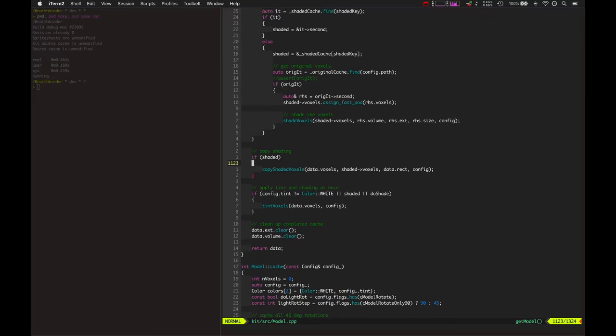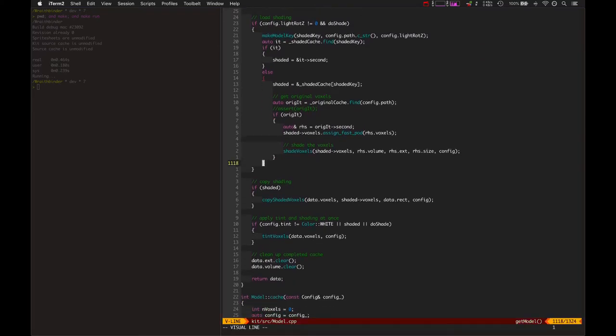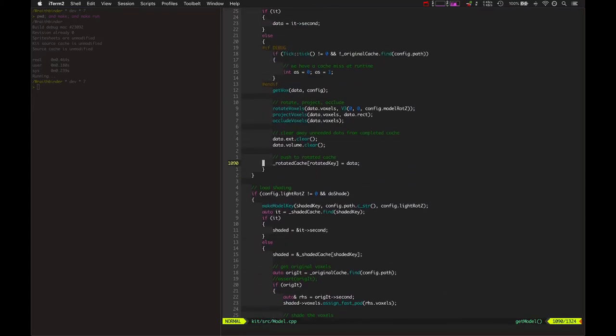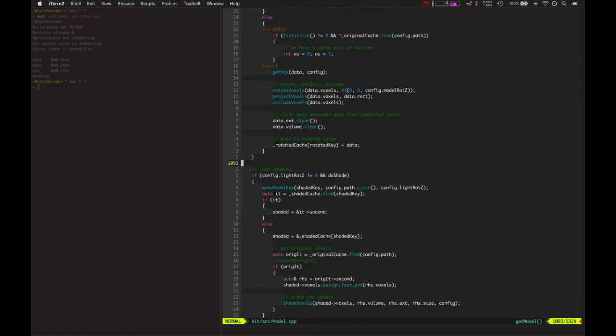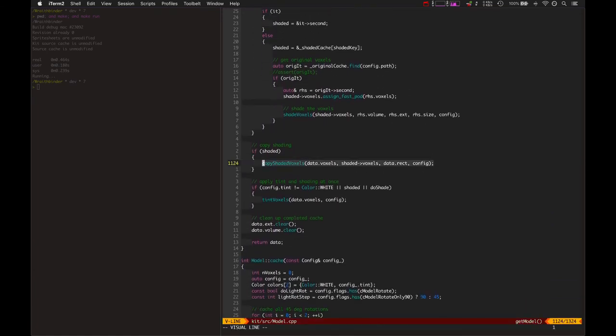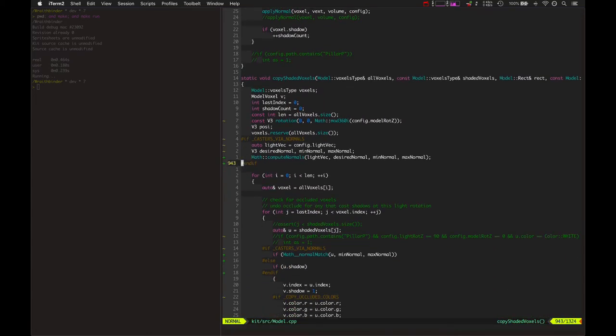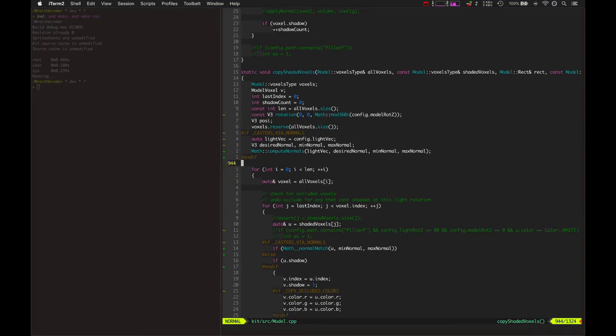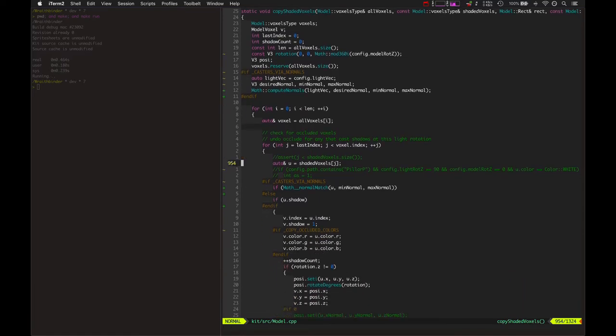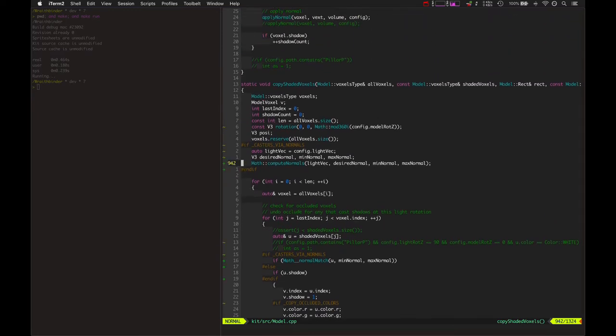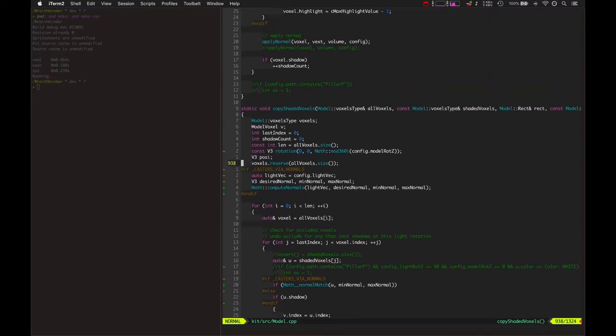But then after it does that, so it's got this shading phase and it's got this original phase where it loads, rotates, projects, occludes, all that kind of stuff. Then it copies the shaded voxels from that shaded cache to this cache right here. And as I was saying, it's kind of complicated because the shaded is at the original 0 degree rotation, and the model itself could be at any given angle. So basically, really all it boiled down to was in this copy shaded voxels.